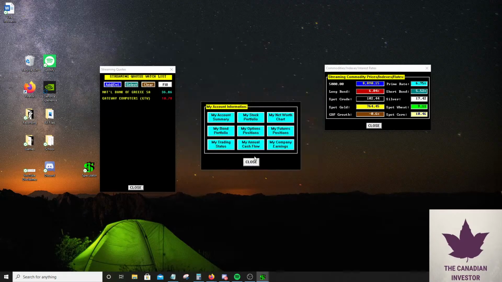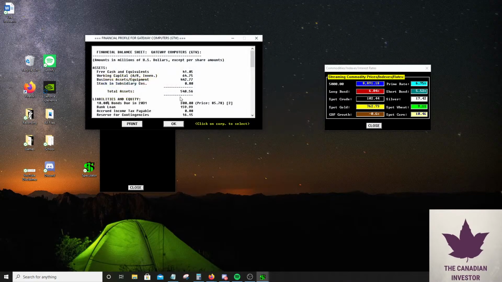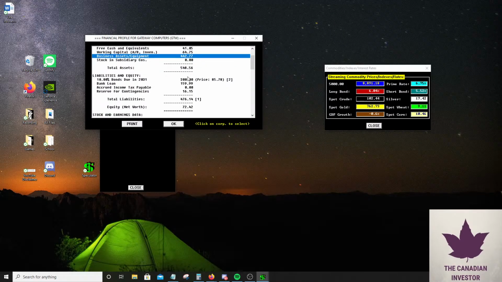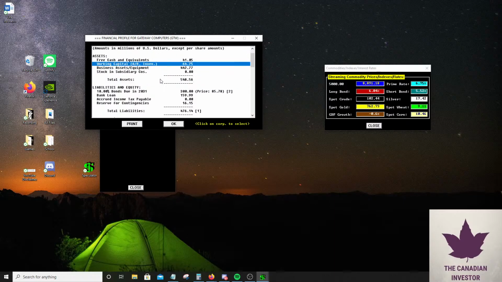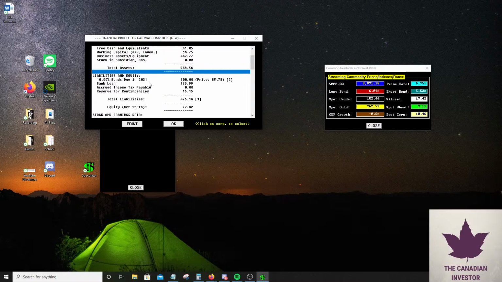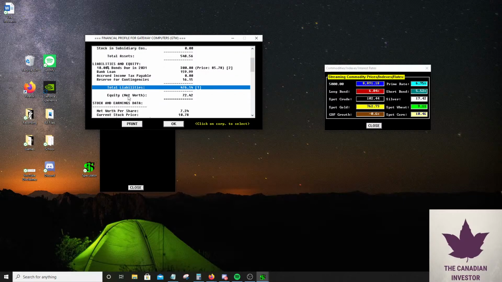So if I look at the company, Gateway, they currently have 400 million in assets. So they're just staying alive because they're not considered insolvent in this case, because their total assets are 548 million. Their total liabilities are 476 million. So they have about total equity of 72 million.